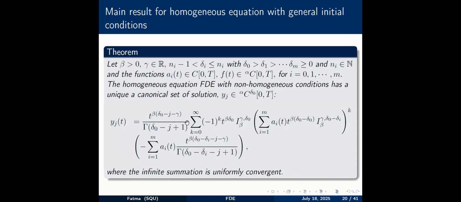I think here there is a plus sign. I forgot to put the plus sign. So here is the result for the homogeneous equation with the general condition. We use the idea of the previous theorem. I think here I missed writing the plus. So this solution, which is y_j, where j equals 0, 1 till n_0 minus 1, gives us the homogeneous solution, which is uniformly convergent, because we use the previous result.